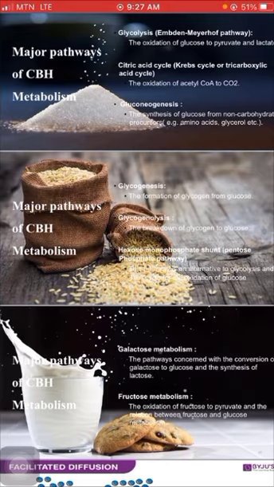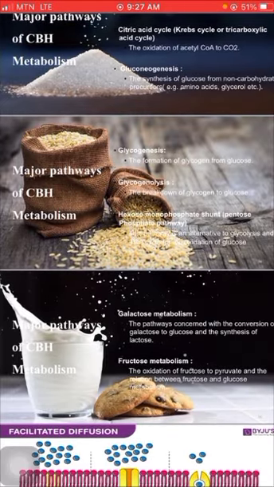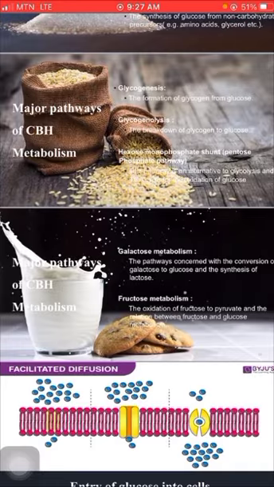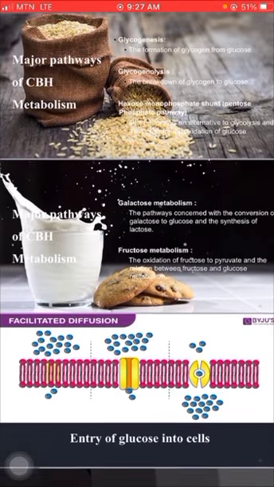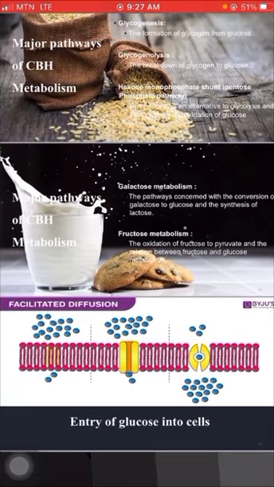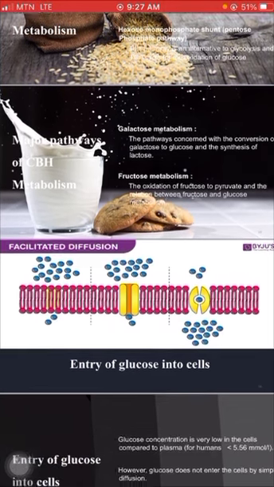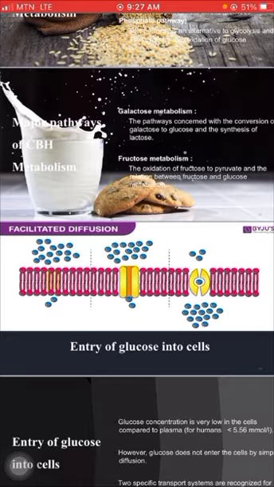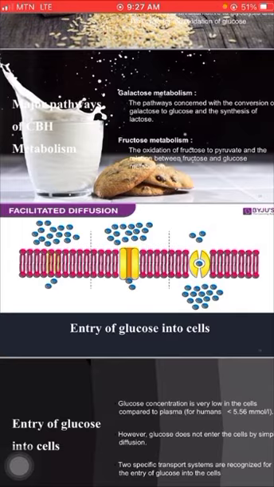We will also talk about other pathways like the citric acid cycle, gluconeogenesis, glycogenesis, glycogenolysis, the hexose monophosphate pathway, which we also call the pentose phosphate pathway. We also talk about galactose metabolism and fructose metabolism. We will look at all these pathways one after the other. But today our focus is on the first one, which is glycolysis. Hope you understand.